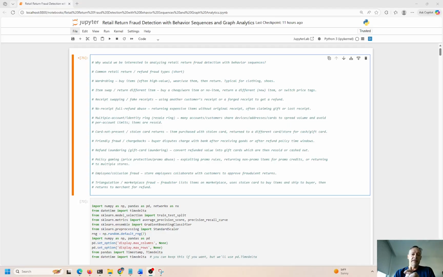No receipt and full return abuse, that's pretty common, right? You say, oh, I got this as a gift, I don't have the receipt, or I lost the receipt, and you expect a full refund for something. Maybe you bought it on sale, the sale's over, it goes back to the full price, and you return it at the full price cost, something like that.